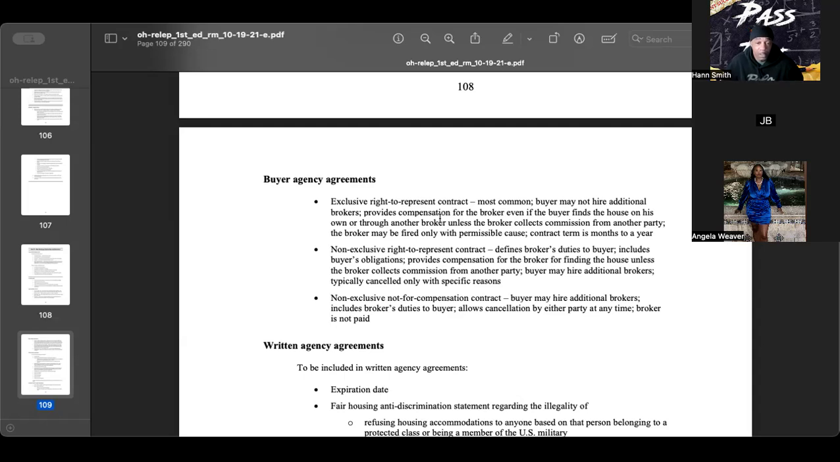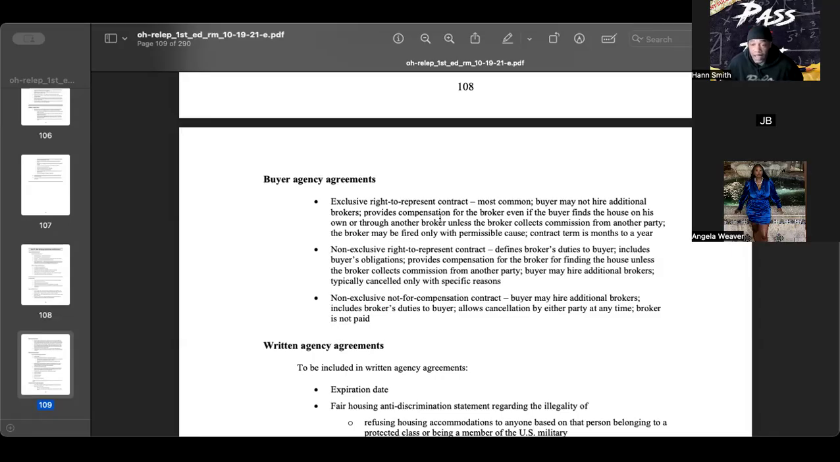Okay. So it provides compensation for the broker even if the buyer finds a house on his own or through another broker. So if you got them under this and they find a house and they're buying a house under another broker, that broker should have asked them, do you have an agency agreement with somebody else? Because if you do, and I find you the house, I'm not getting the commission. All right.